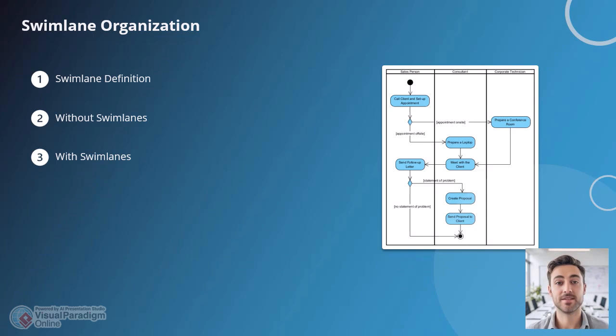With swim lanes, the diagram becomes a matrix of roles and tasks. This structure highlights handoffs and ensures accountability across different departments or systems.